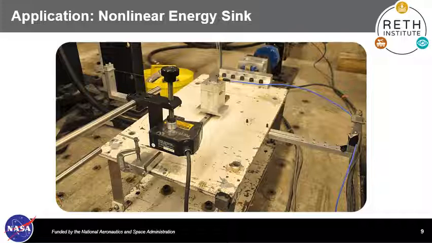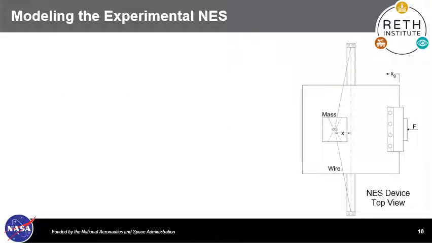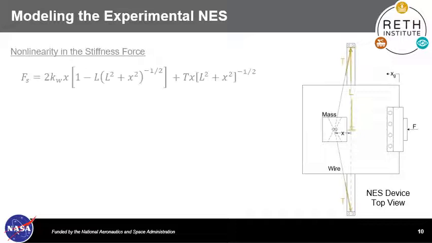Our prototype device, shown on this slide, consists of a mass traveling on a glider rail, constrained in its motion by the action of a wire threaded through its center. The system is driven by an actuator simulating base excitation. The key component of the nonlinearity in this device is tied to the variations in stiffness caused by the geometric relationship between the moving mass and the fixed ends of the wire. Coupling that stiffness with an initial tension in the wire leads to this expression of the stiffness force.